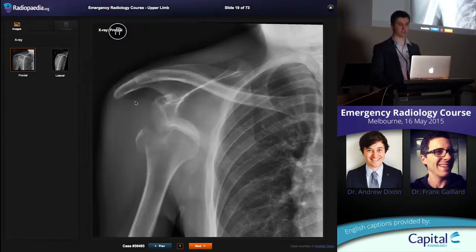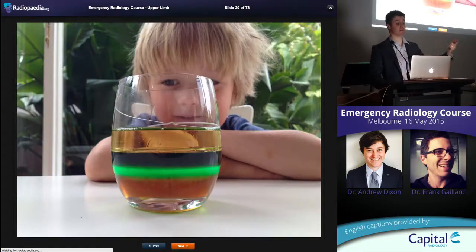This is going to come back to us when we get to the knee, because lipohemarthrosis of the knee is a very important thing to recognise.